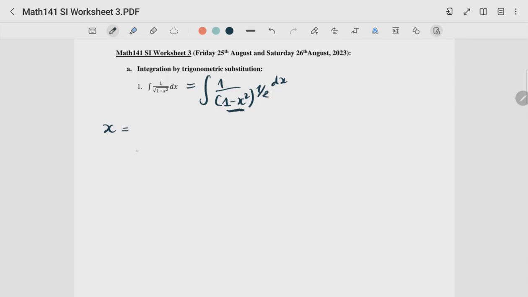You have to substitute x by a sine of u. In general it should be a sine of u, but in our case, a is 1, because you have 1 squared minus x squared, and a is just 1. So we have x is equal to sine u. So that's the substitution that we'll be using here, right?